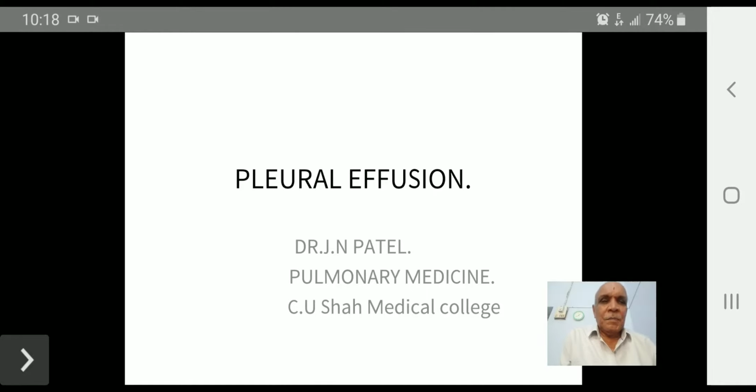Hello, good morning. Today we are discussing the case of pleural effusion. Before starting with pleural effusion, we will see some anatomy of the pleura. There are two layers of the pleura: one is the parietal pleura and the second is the visceral pleura.